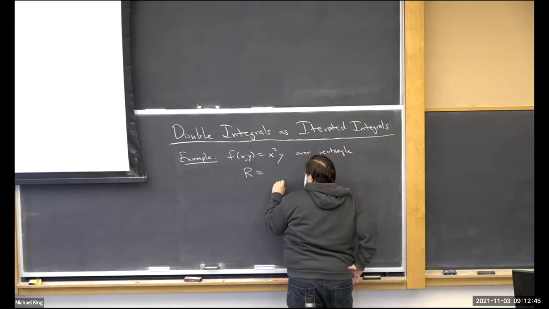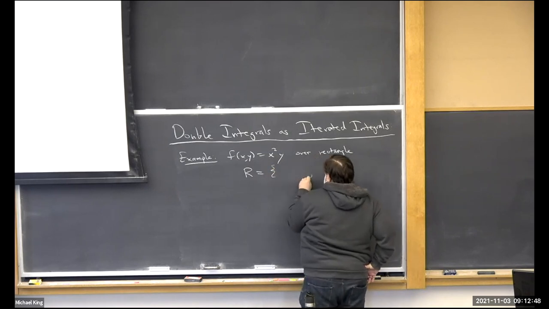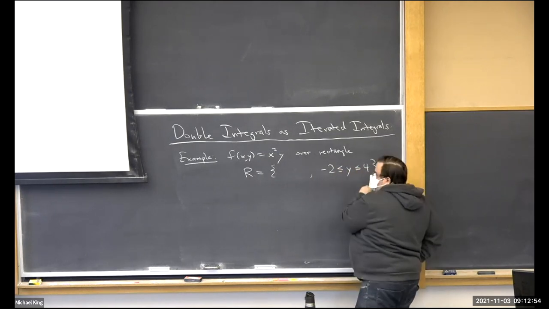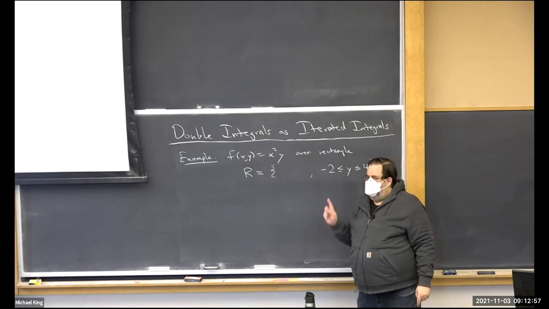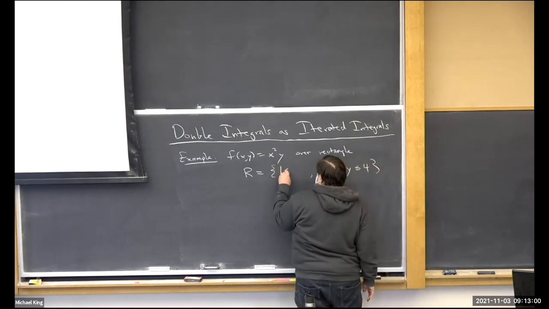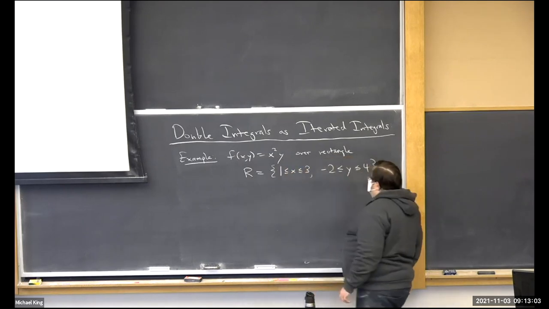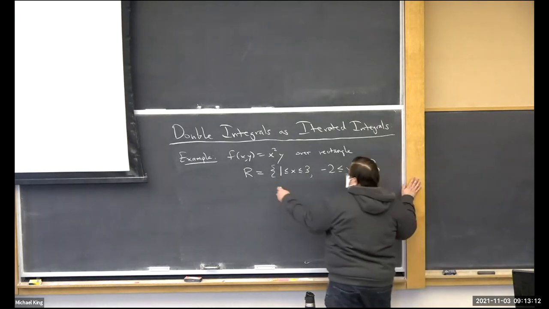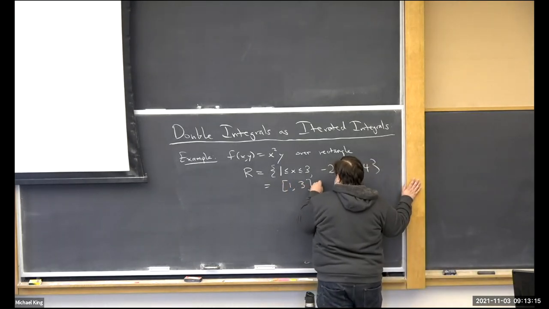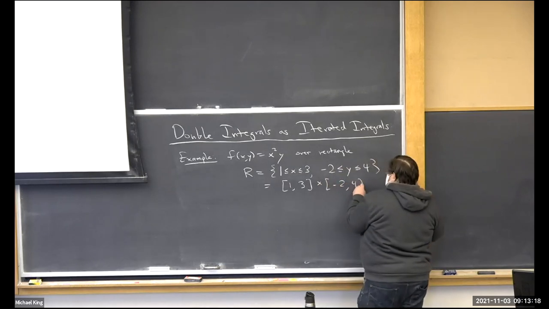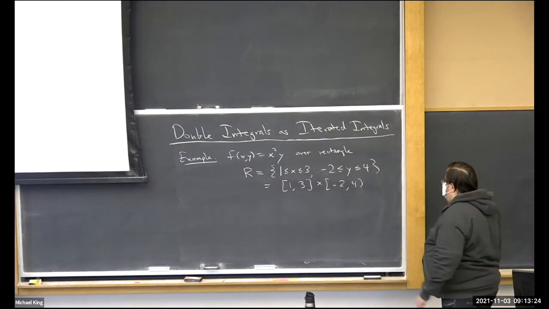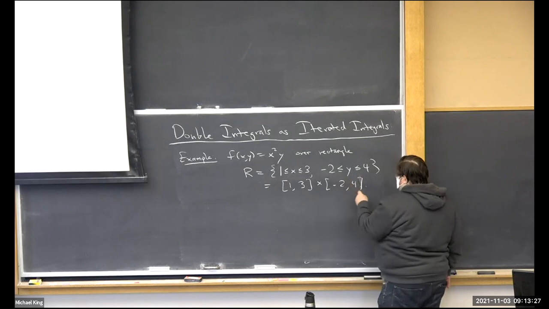Someone remind me what the bounds were. I think I had -2 less than y less than 4. I changed it because I had -2 to 2 and got 0. What are the x bounds? Was it 1 to 3? Yeah, I thought it was 1 to 3. So you could write it as 1 less than or equal to x less than or equal to 3, or as I wrote it last time, as two closed intervals, like in the plane. Those are the same thing.